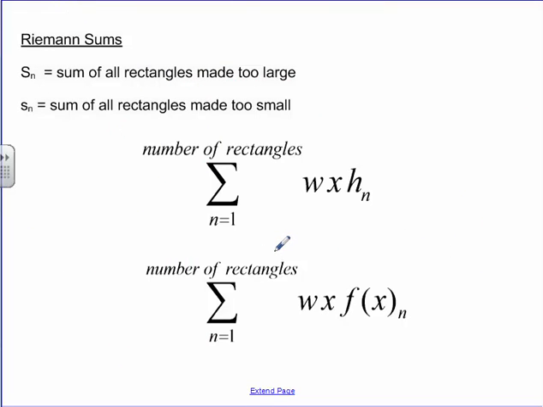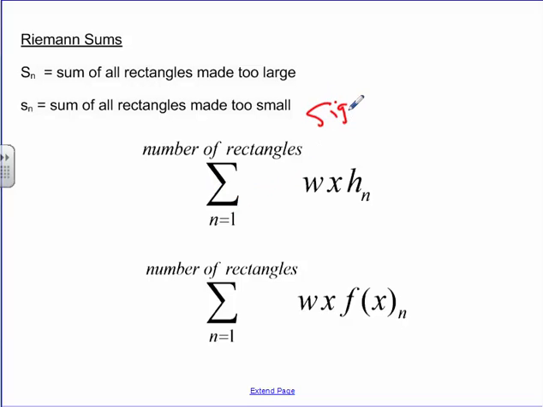Essentially, the best way that I've learned how to calculate Riemann sums is find the sum of all sorts of rectangles that are a little bit too big, and then you could also find the sum of all the rectangles that are maybe a little bit too small. And here's how you calculate that, and it's got a special notation. It's this symbol right here. This is the Greek symbol for sigma, and really it means the sum of.